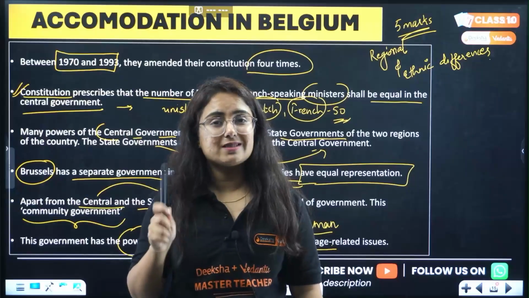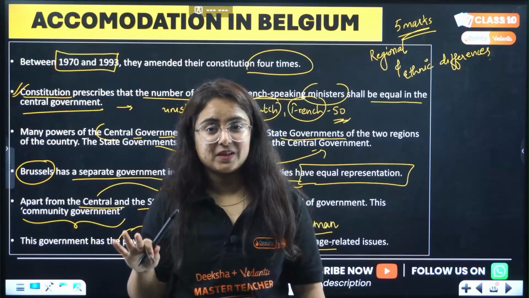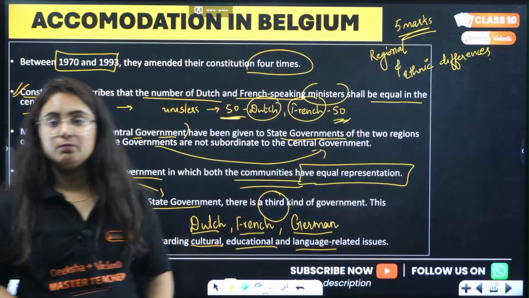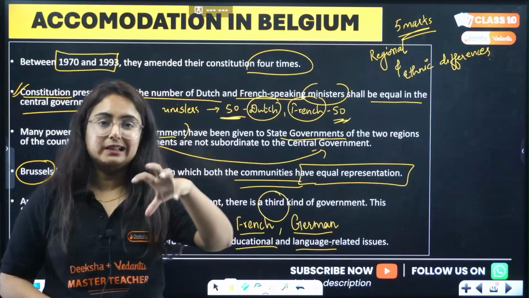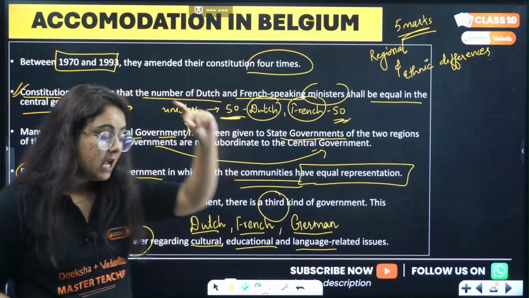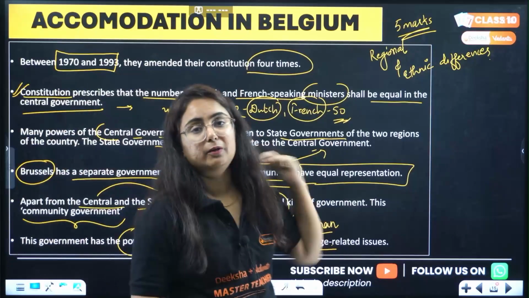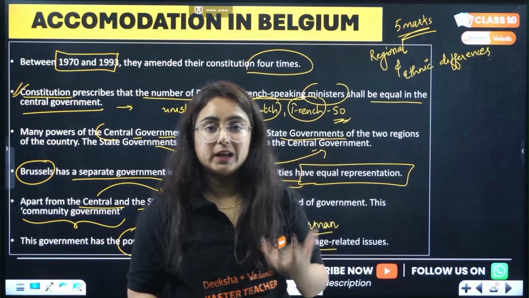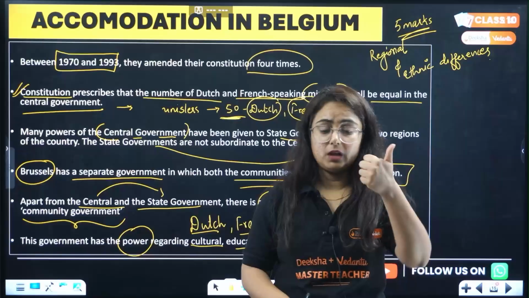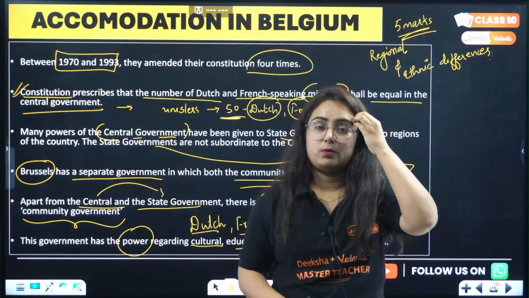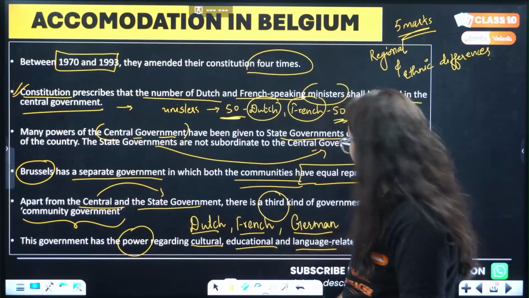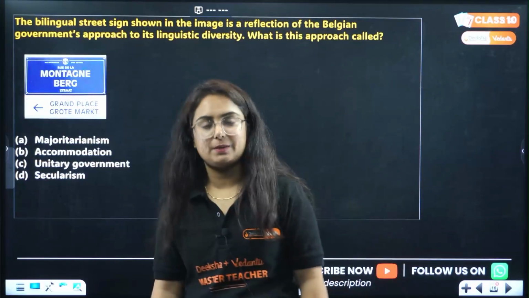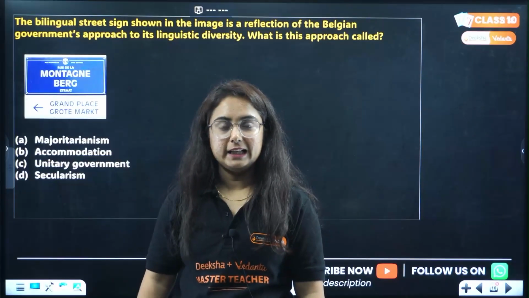Okay, do not leave your statement half anytime. Third is, we have a separate government in Brussels too, right? And here the representation will be equal from both the communities. Apart from the state and central government, we have a third type of government, community government. What is it doing? Making laws regarding their culture, education and language. Okay, and this is how we accommodated the differences in where? Belgium.